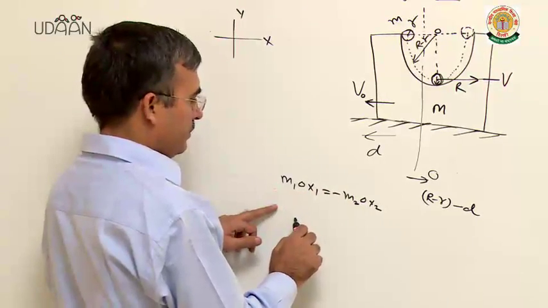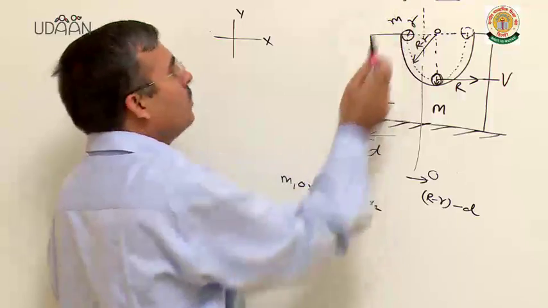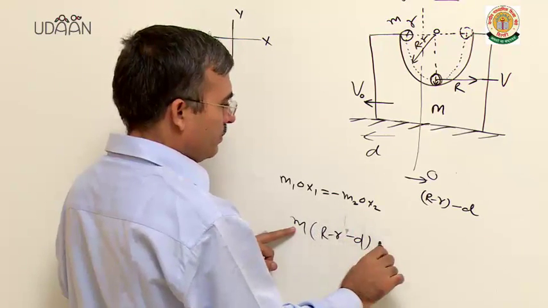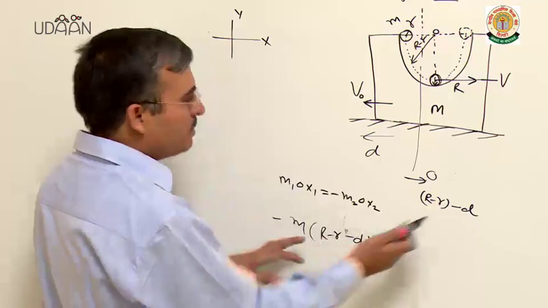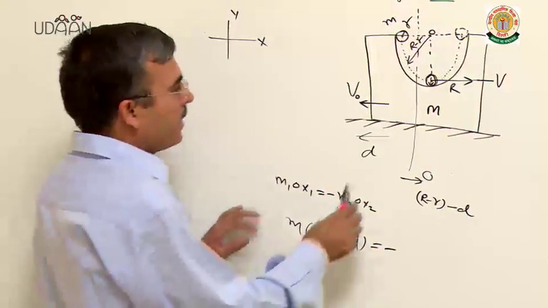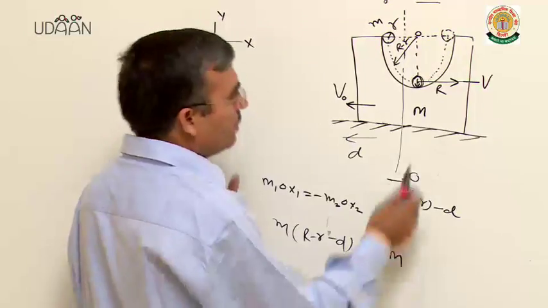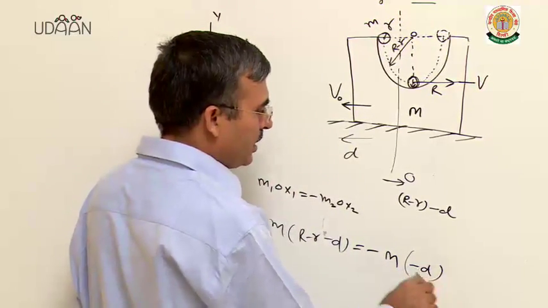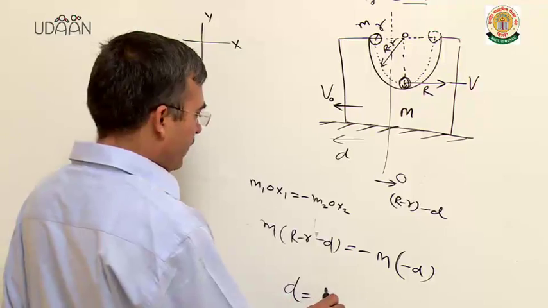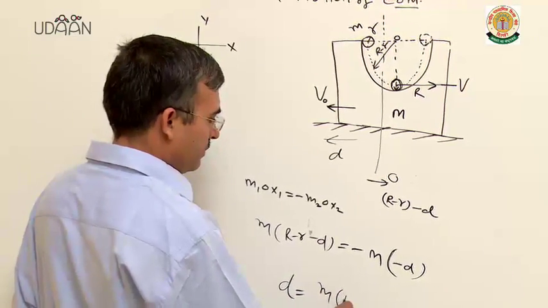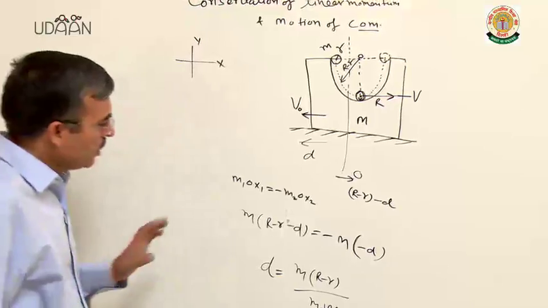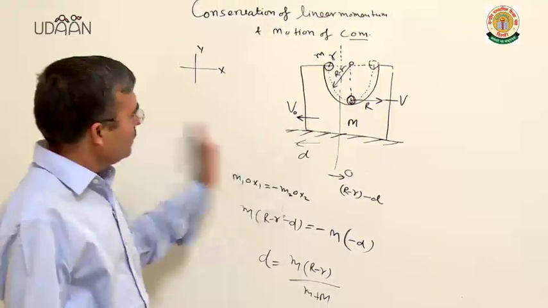So suppose m1 is the small m body: m into R minus d, this is equal to minus, that will be minus because the small m is shifting towards the right. The capital M block is shifting towards the negative x direction, so its shift will be minus d, because its x coordinate is decreasing. If you simplify it, you will find small d equals small m R divided by small m plus capital M. So it is the distance by which the capital M block will shift that side.